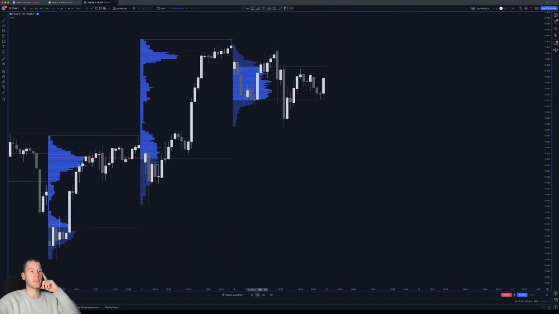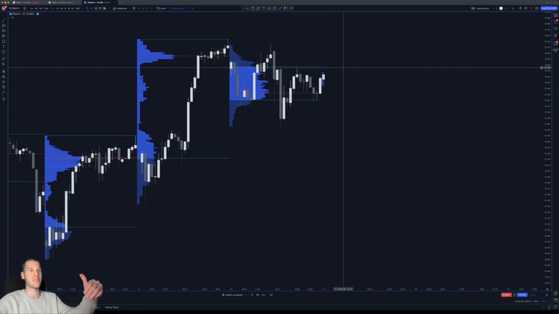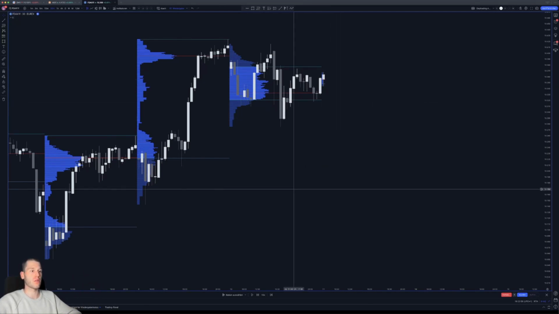But for that, we need to wait for the open. Where is the open? In this case, the open is between the value area high and the VPOC. So we think that this balance is accepted, and that we will trade from value area high to value area low, or value area low to value area high. So those are the two price levels we are looking for trades.